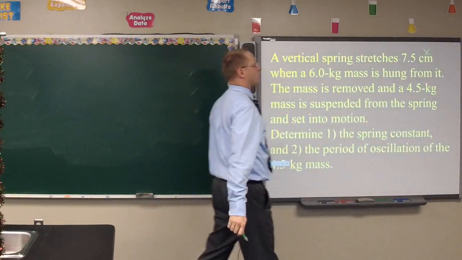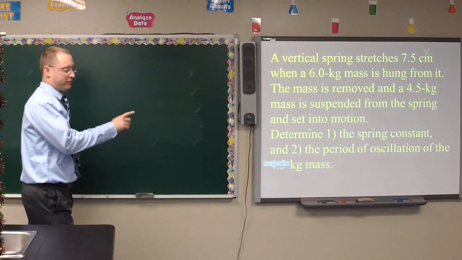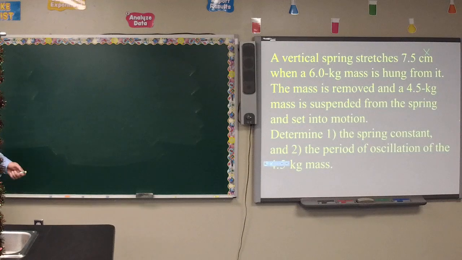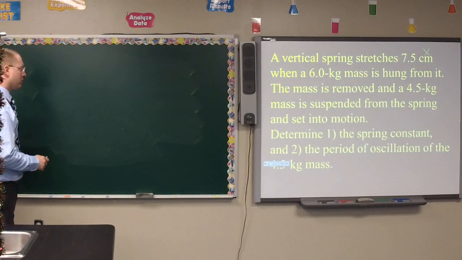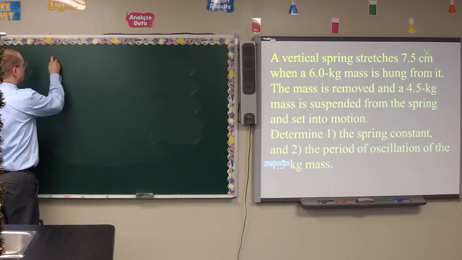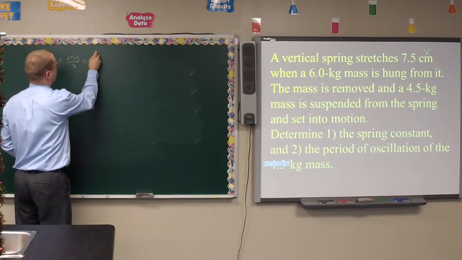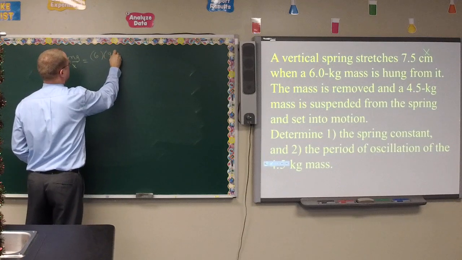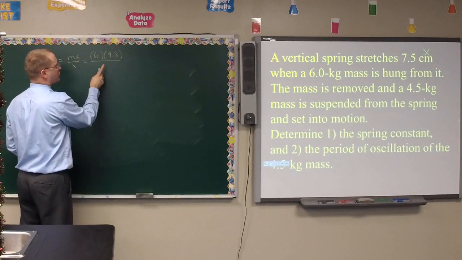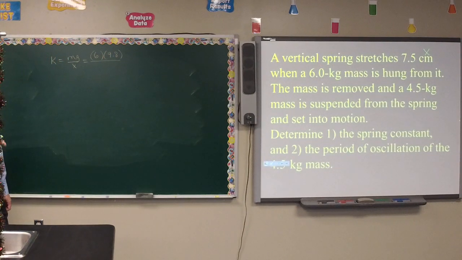Remember, we represent the stretch with the letter X. So when I go to find the spring constant, what is that equation for spring constant again, Michael? Right, so I'm going to take the mass, which is 6 kilograms, times G, which we assume to be 9.80, and the stretch, but I've got to change it from centimeters to meters, class.